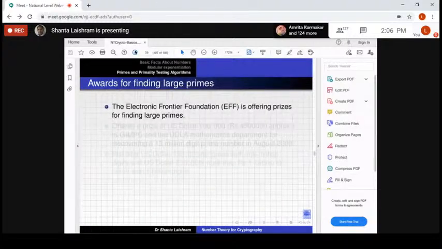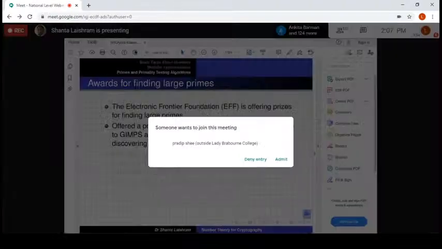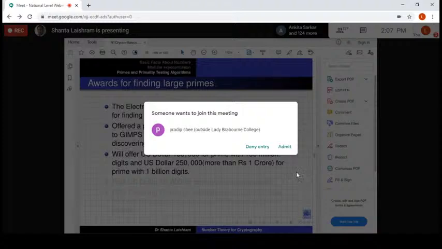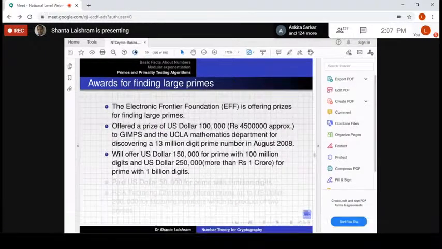So now I will tell you about, of course, all of you probably also see Kaun Banega Crorepati. Now I'll give you a way to earn some crores. There's an organization called Electronic Frontier Foundation. They offer prizes for finding large primes. In fact, in August 2008, it offered a prize of $1 lakh. At that time, in Indian currency, it was around 45 lakhs.